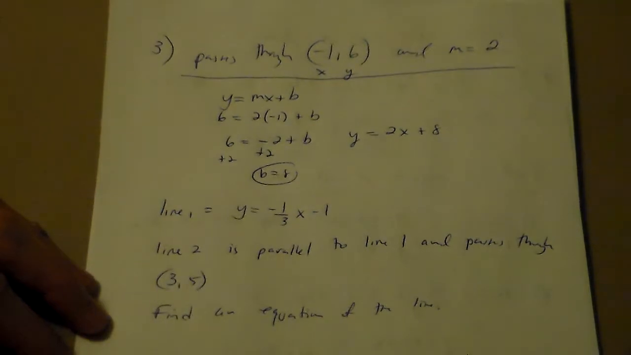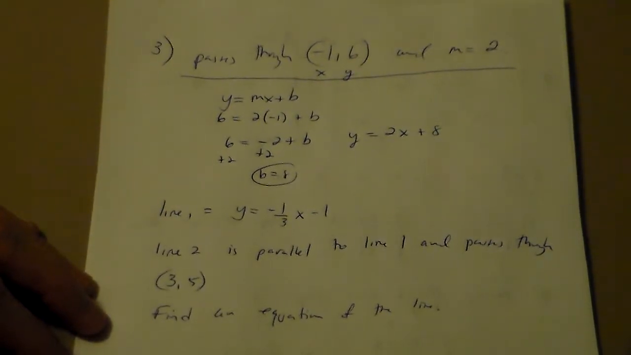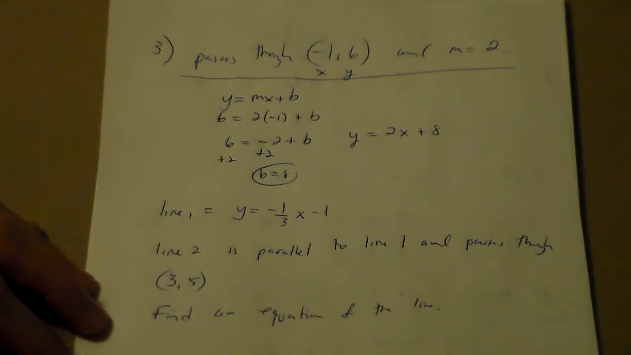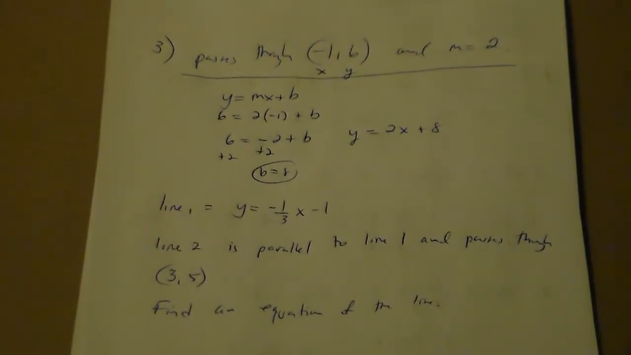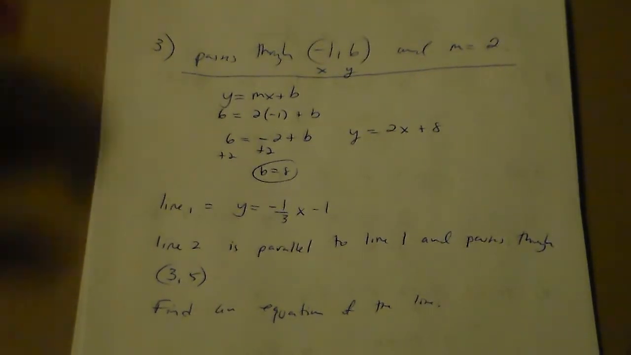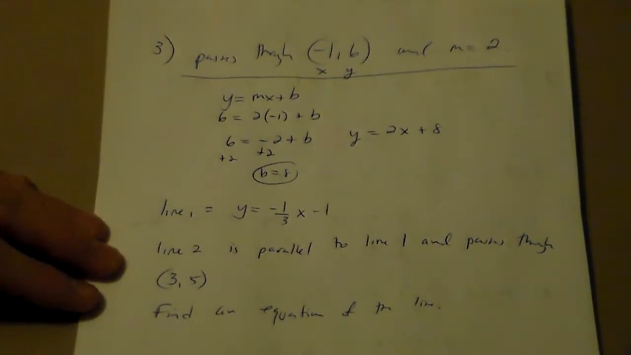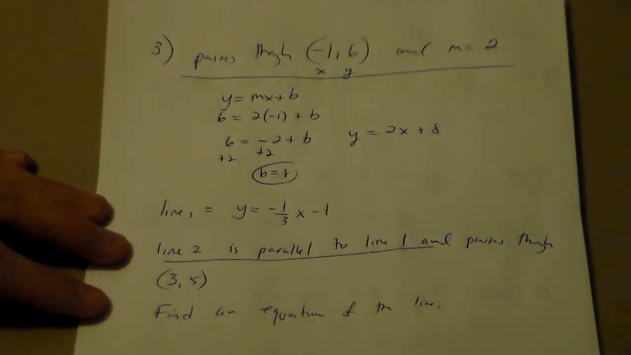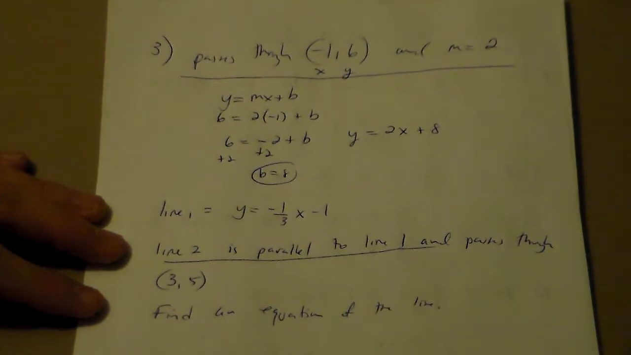What are the two things that we need for an equation of a line? Slope and y-intercept. In this case, they don't give us either of them. Okay, they don't give us the slope, they don't give us the y-intercept. We have to find both of those things. But it says that line 2 is parallel to line 1. So what does that mean? What does it mean when lines are parallel? Well, it means that they have the same slope.